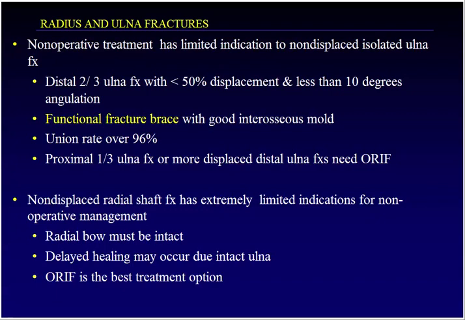Now, a non-displaced radial shaft fracture is something that's quite rare. When you see it, there's a temptation, of course, to treat those non-operatively. However, you must be certain that the radial bow is maintained, because that's the most important determinant in forearm fractures with restoration of forearm pronation and supination. You can also get delayed healing of these because the ulna itself is intact, and probably for even non-displaced radial shaft fractures, ORIF is the preferred treatment option.